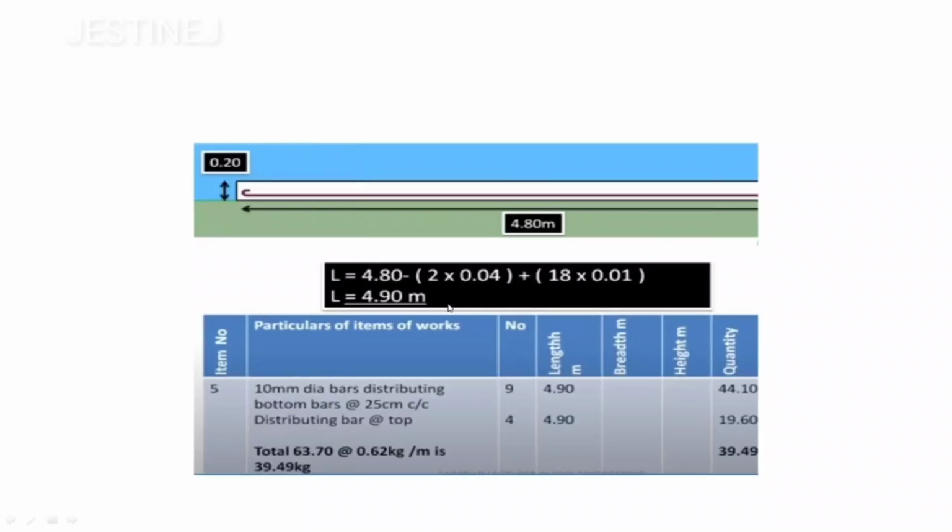Then 4, you will get 4.9 meter, and this 9 multiplied by 4.9, you will get 44.1. Okay, there is d square by 162, if you use, you will get this final value, that is 39.49 kg.